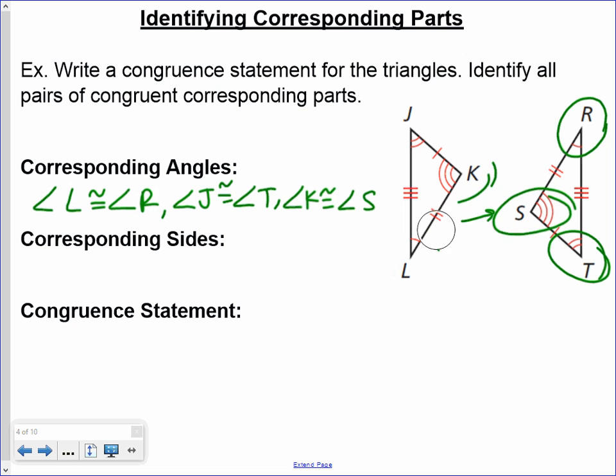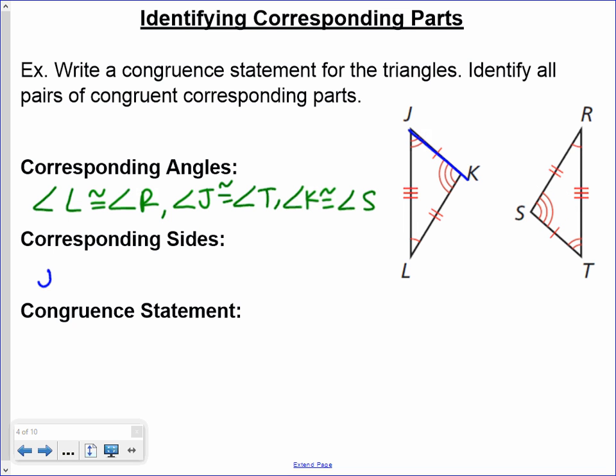So again, I'll start where there's only one tick mark on the first triangle. There's one tick mark on side JK. And I do want to put that segment symbol above, because otherwise it means the length of JK. And which side over here has one tick mark? That would be ST. Now, this gets really nitpicky, but if I went J to K, I went from two arcs to three arcs. So when I look at this segment here that has one tick mark, I should also go in the order of two arcs to three arcs. So I'm going to say JK is congruent to TS.